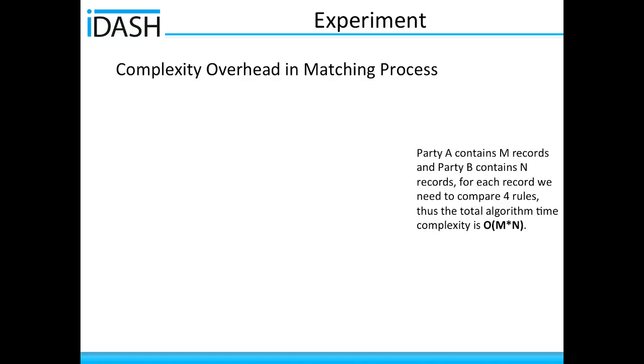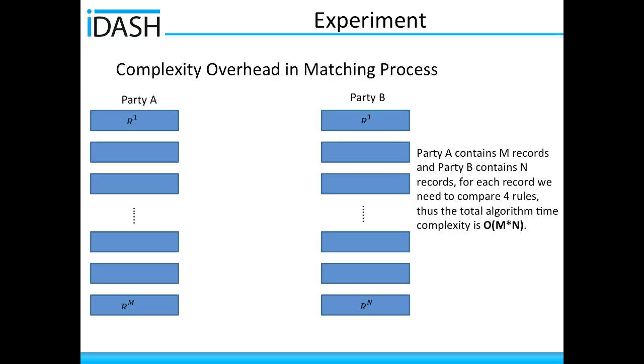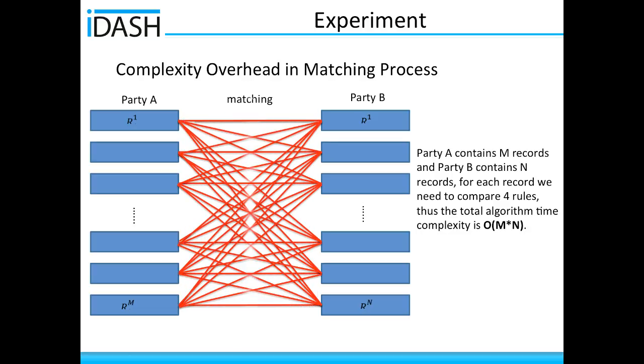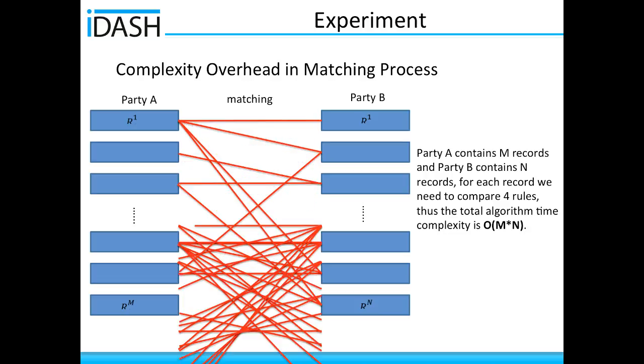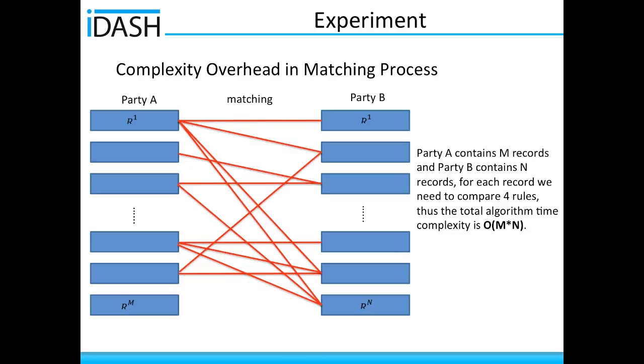But if we directly do the computing, we will have some performance problems. We can consider this: if party A has M records and party B has N records, the computational complexity is O(MN). So it is a very high computing complexity. But we have proposed an idea which can filter out all the irrelevant linkages and just concentrate on a small set of linkages.